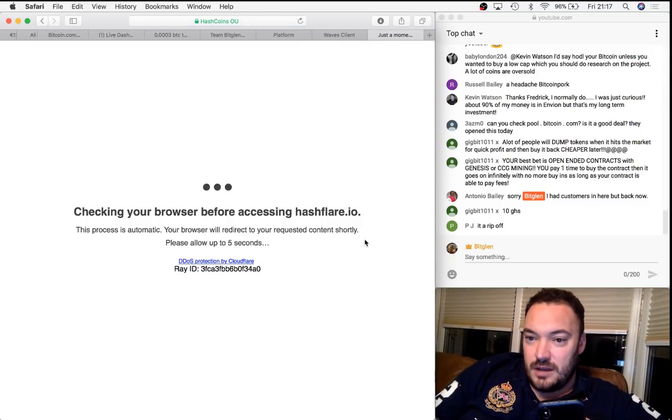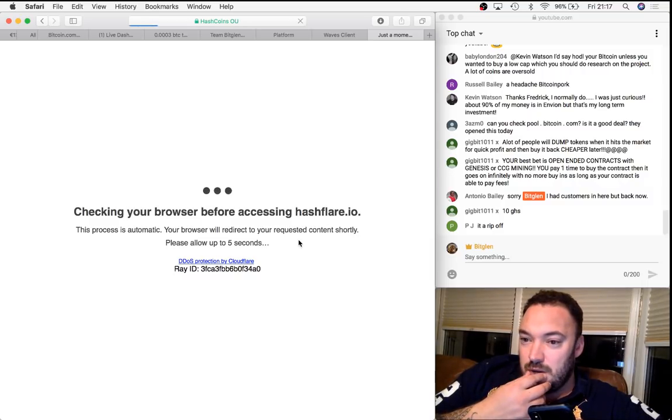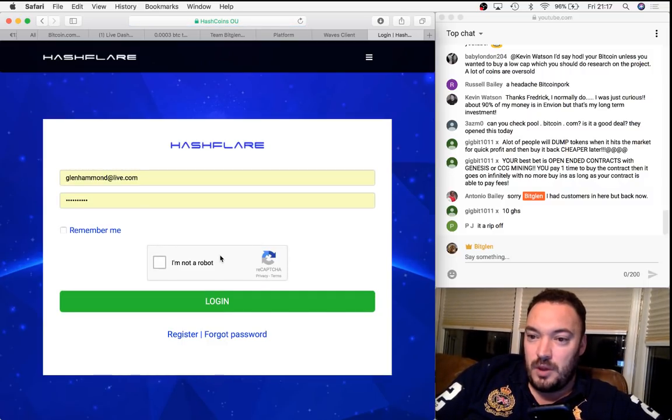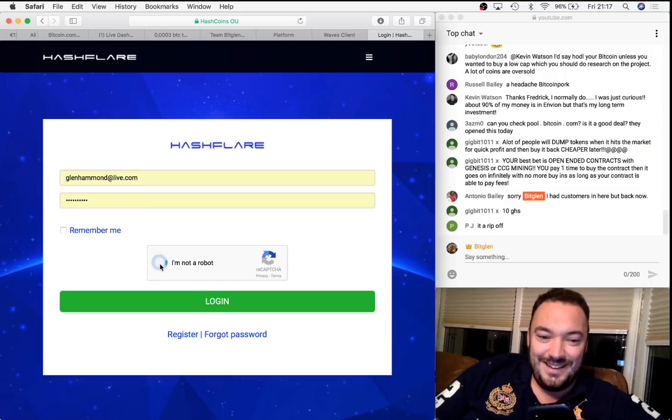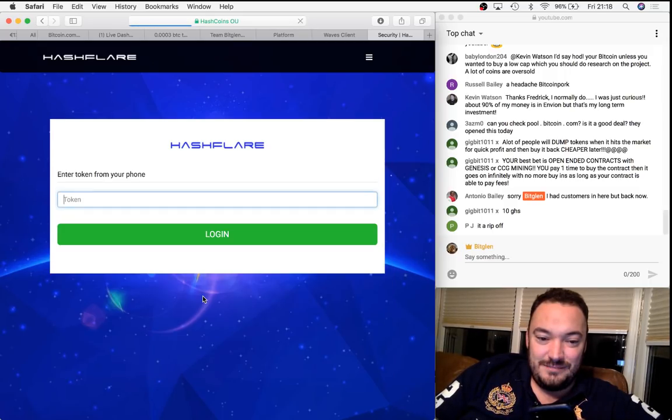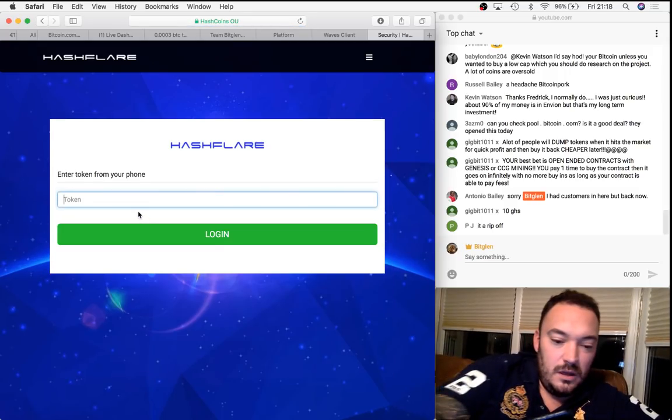What else are you guys saying? A lot of people will dump tokens when it hits the market for quick profit and then buy it back cheaper later. It's a good strategy. Fair play to them.